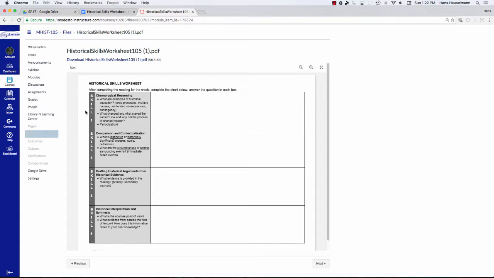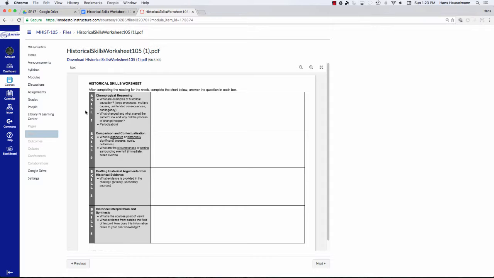Once that's completed, I would suggest either scanning it, or you can even type in your answers to the text box and just turning that in. The best way to do this is to use an app on your phone. There's lots of free scanning apps that will take a picture and turn it into a black and white image that you can download as a PDF or a JPEG that you can upload. If you have any questions about this or any concerns, please let me know. And that's how you fill out the Historical Skills Worksheet.